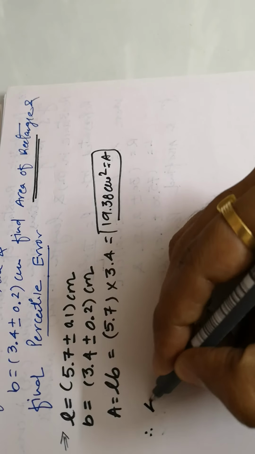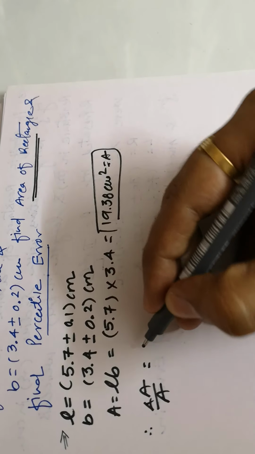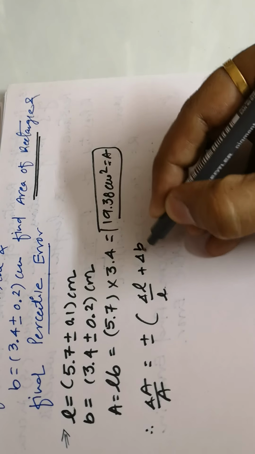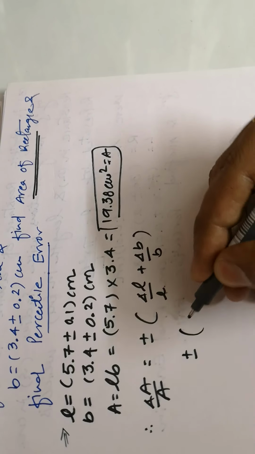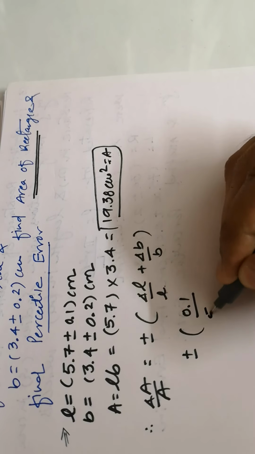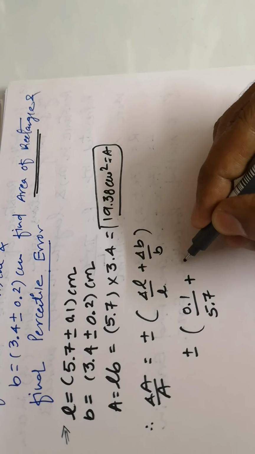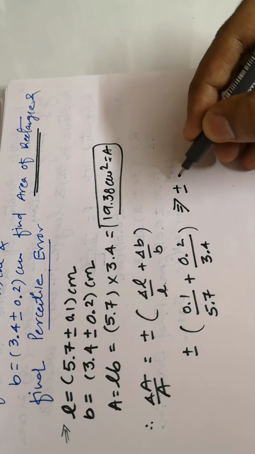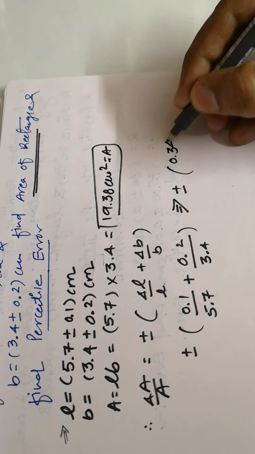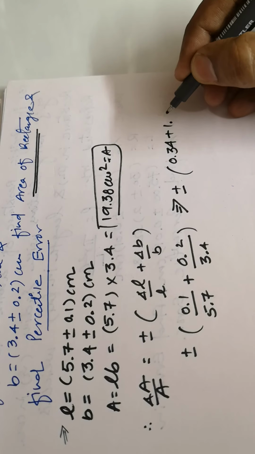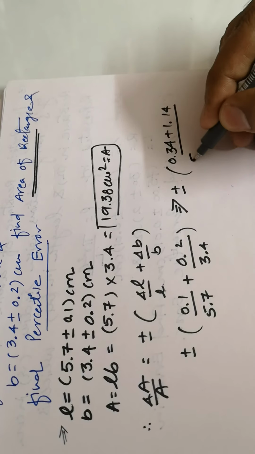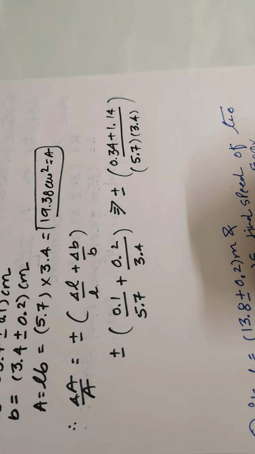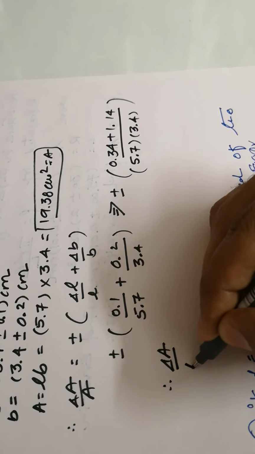Now I want to find delta A by A. You are aware of the data where we are putting delta L by L plus delta B by B. Delta L equals 0.1 divided by 5.7 and delta B equals 0.2 divided by 3.4, which may give me plus or minus, taking the LCM, 0.34 plus 1.14 divided by 5.7 multiplied by 3.4. I'm just multiplying and putting those data for you.